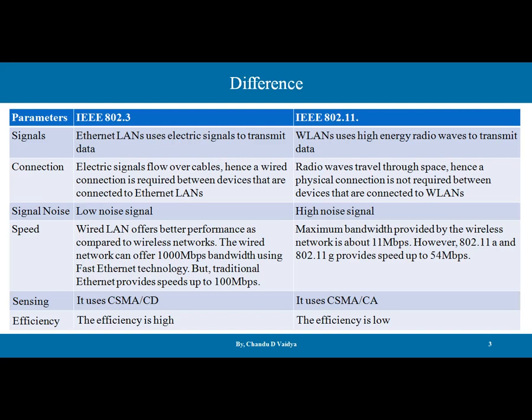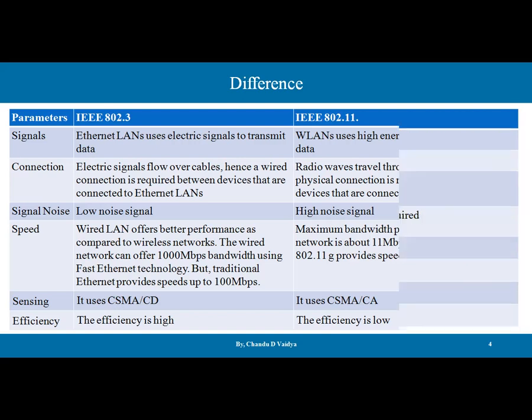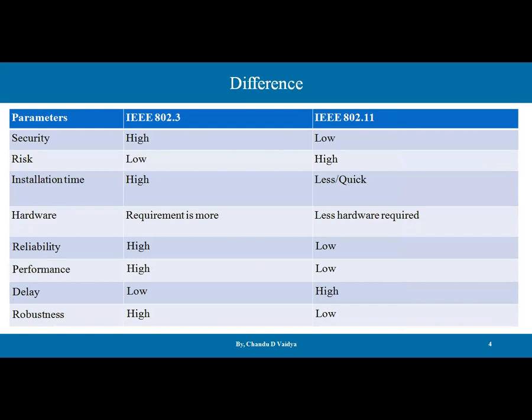Efficiency: the efficiency is high in wired LAN. In the wireless, it is very low. Apart from this, we also have other differences. As far as security is concerned, security is very high in Ethernet because it is a wired one, but it is very low in wireless. Risk: obviously very low risk in the wired and very high risk in the wireless one. Installation time is very high for the basic, initial installation. But in terms of the wireless, it is very quick, plug and play device like things. Hardware requirement is more in the wired one, whereas less hardware is required in the wireless one.